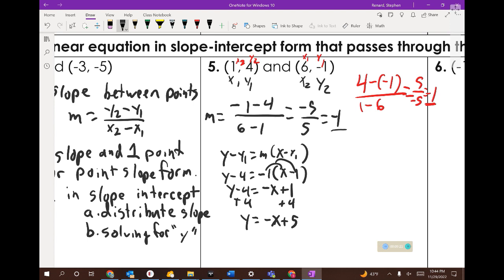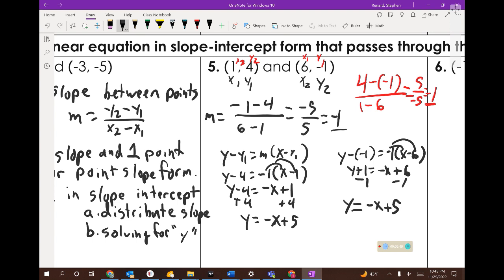Now, what if I had chosen 6, -1? Well, I would have gone y minus a -1 equals -1 times x minus 6. Y plus 1 equals -1 times x is -x. -1 times -6 is +6. And then subtract 1 from both sides, and lo and behold, I get -x plus 5.